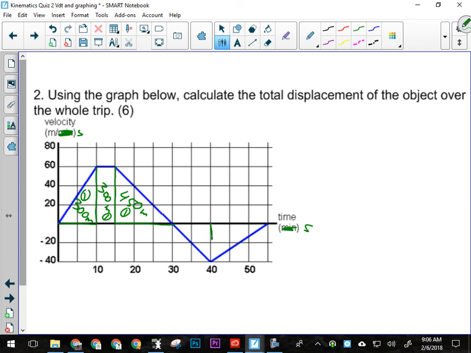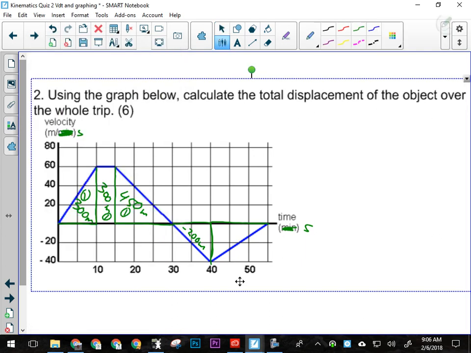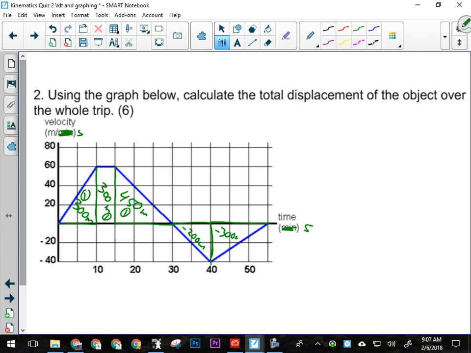Then I've got this triangle that is 10 seconds on the base and negative 40 high. So that means this is negative 200 meters. And then we've got this triangle here that's 15 seconds on the base and negative 40 high. So that's going to be negative 300. So they get 1 mark for each of the shapes. As long as they've got it there. If they've got 500 for this section, that's fine.